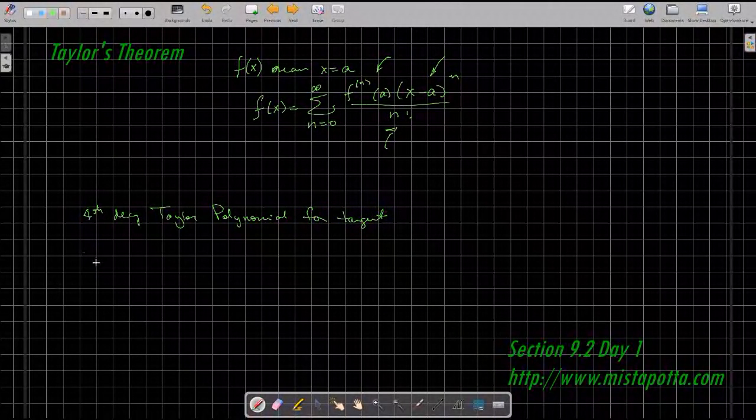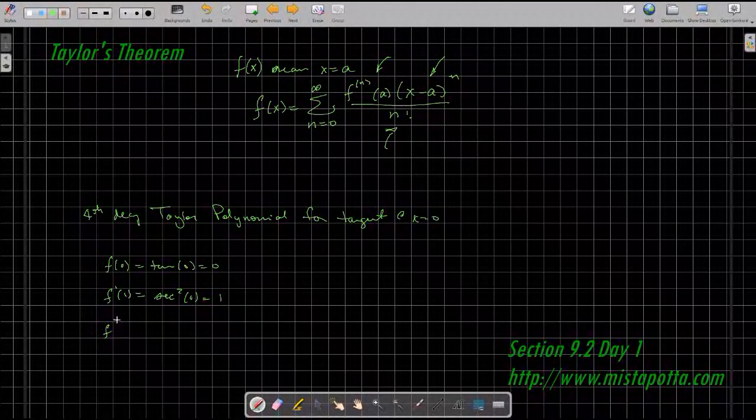So I could figure out at x equals 0. So I know that f of 0 is really the tangent of 0, which is 0. F prime of 0 is secant squared of 0, which is 1.